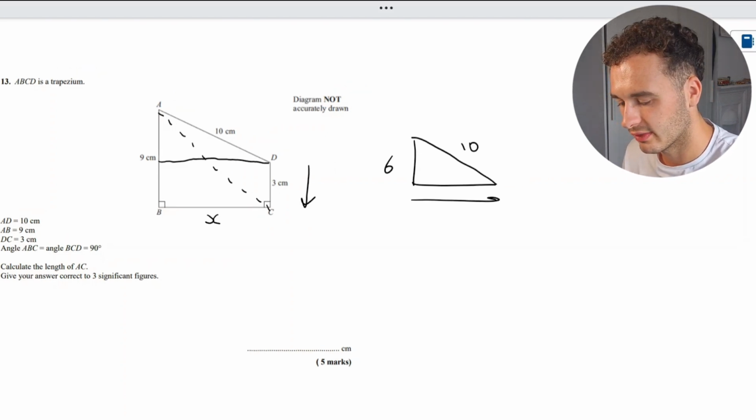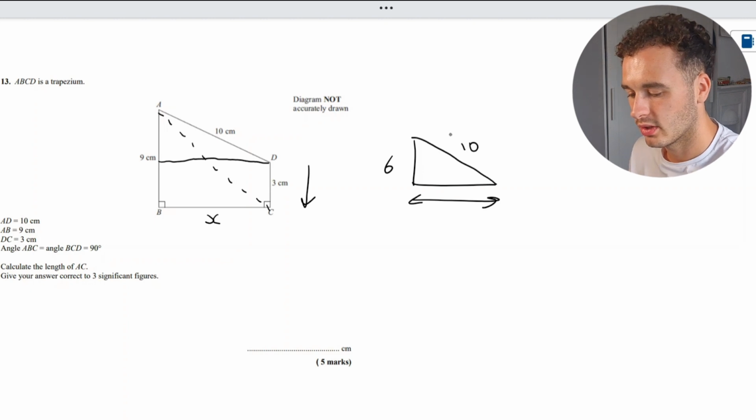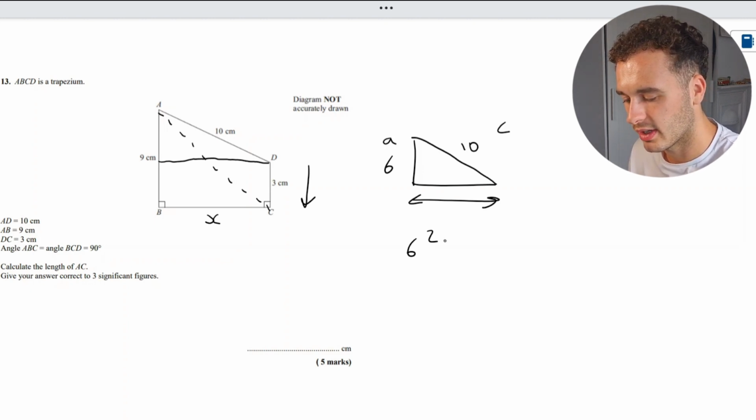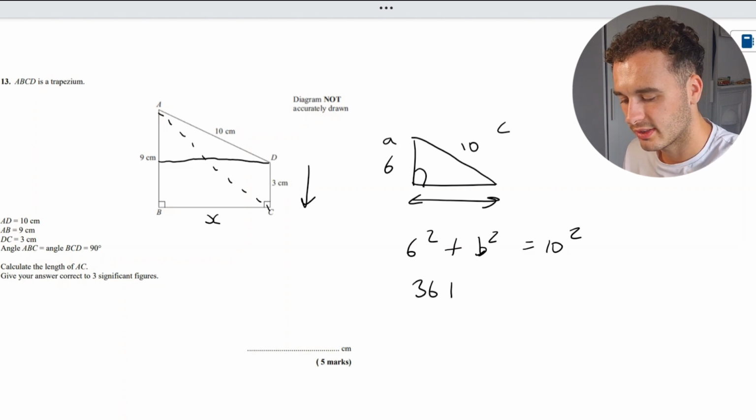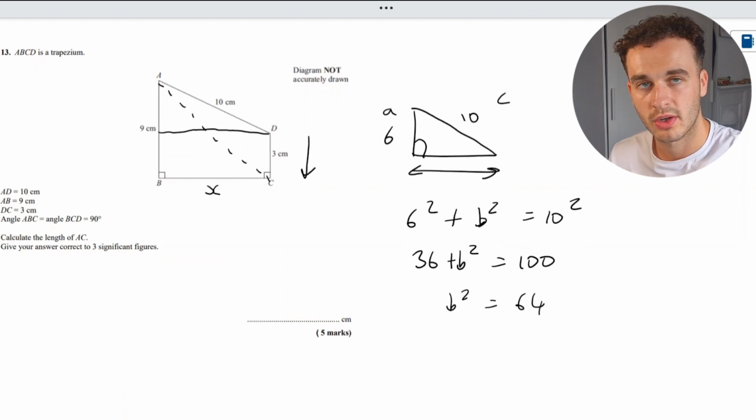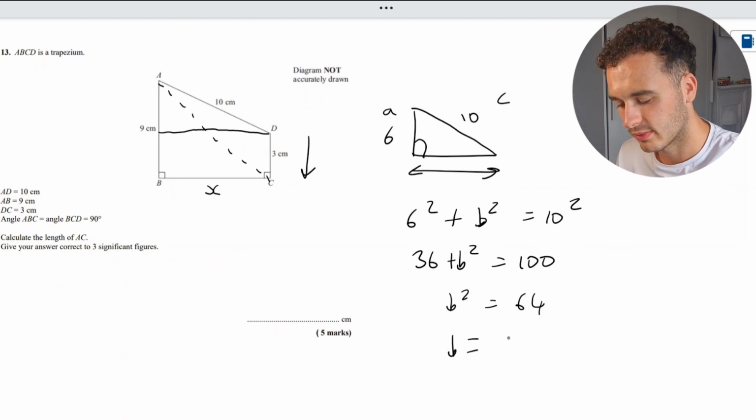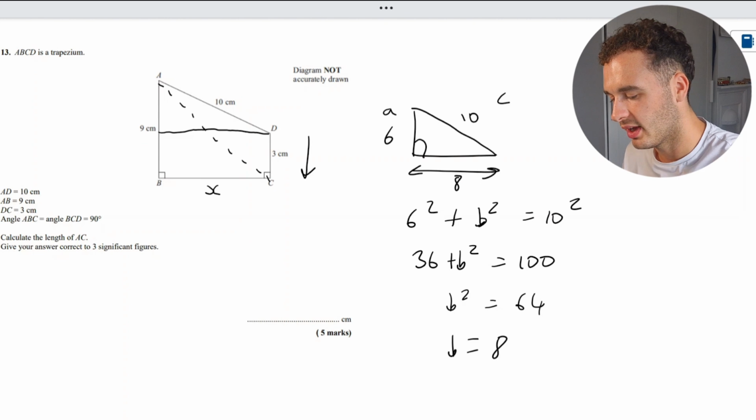So we can find this length now by doing Pythagoras. So this is C, this is A, so we can say that 6 squared plus B squared, we're going to find B, equals 10 squared. So 6 squared is 36 plus B squared equals 100. Well, B squared equals 100 minus 36, which is 64. And what is the square root of 64? Fantastic. 8. Okay, so we know this length is 8. So therefore x is now 8.